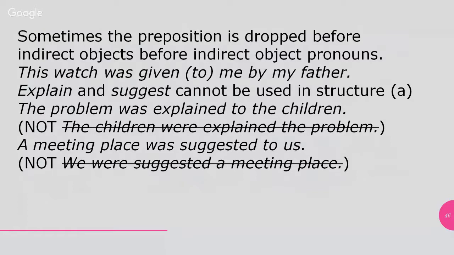So usually we use the indirect object, but with some verbs like explain and suggest, we use the direct object. The children were explained the problem is wrong, though children is the indirect object. A meeting place was suggested to us. It is wrong to say we were suggested a meeting place.